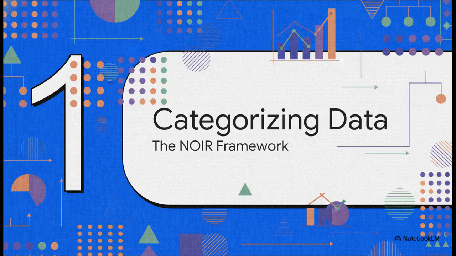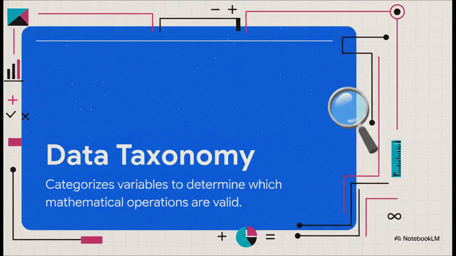Section 1. Categorizing data with NOIR. This is the very first step every single analyst has to take, identifying the exact nature of the raw inputs sitting in front of them. Now, the absolute crucial point here is data taxonomy. You can think of this as the foundational architecture of statistical modeling. In quantitative research, understanding your level of measurement is literally the most critical step in your analytical design.